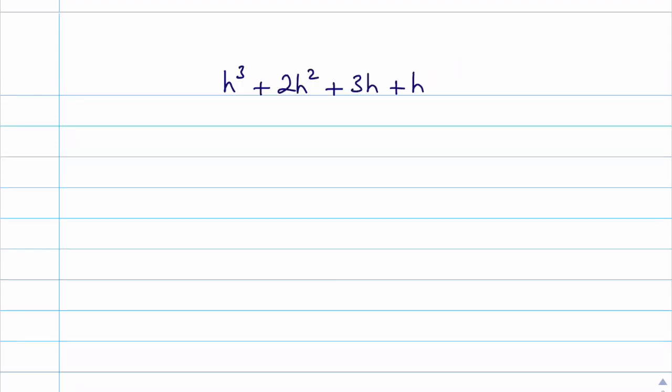On to the next question, and we've got h terms all along here. Now they are different order terms. I've got an h cubed, a 2h squared, and then the 3h and the plus h on the end. So the only two like terms are actually these ones here. So the final answer on this one would be h cubed plus 2h squared plus 4h. So the 3h and the h make that 4h.